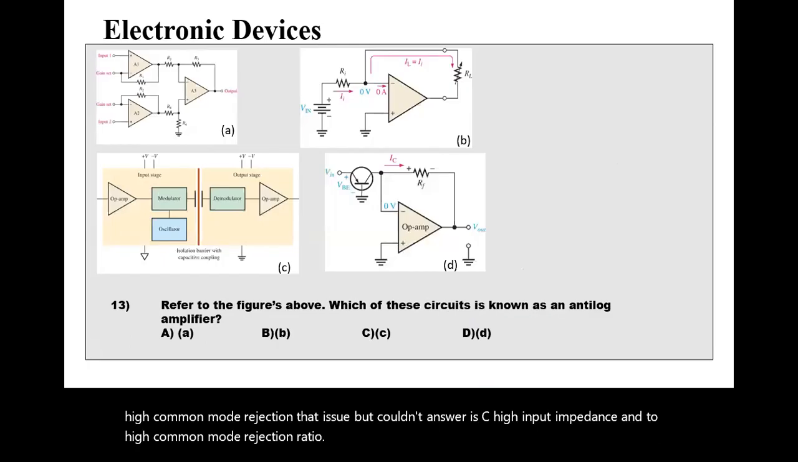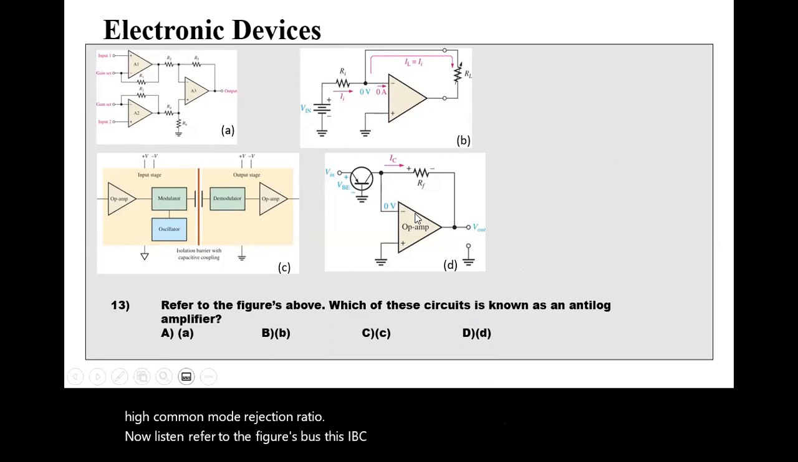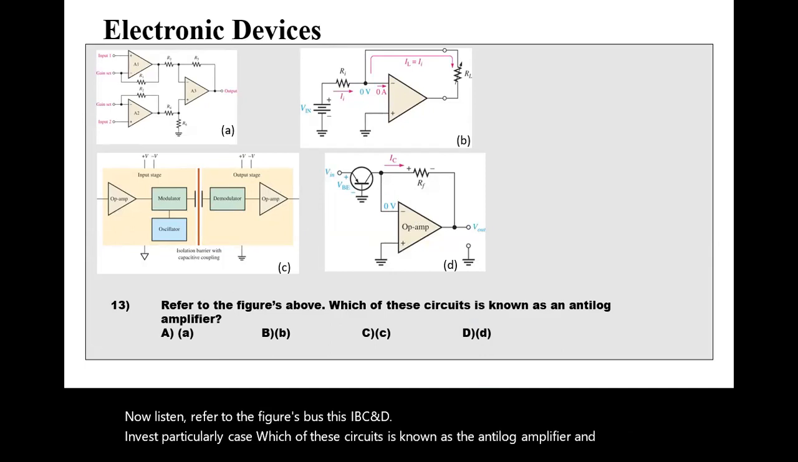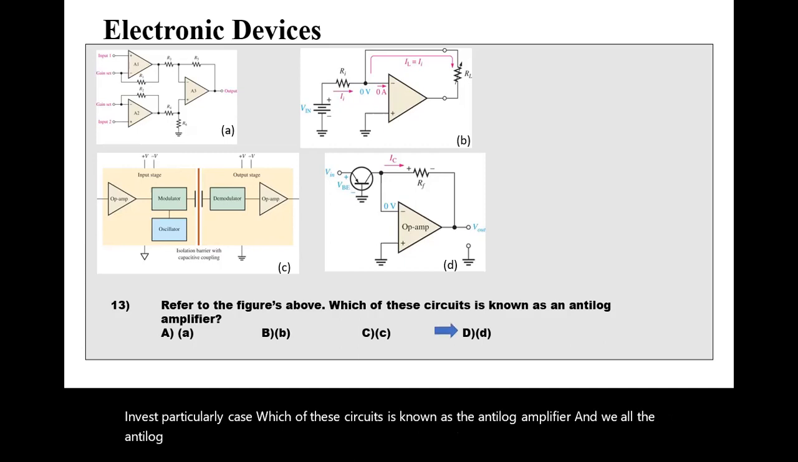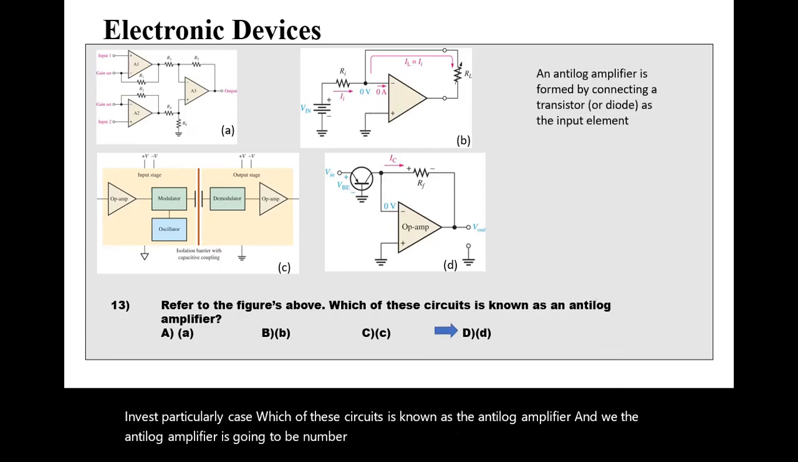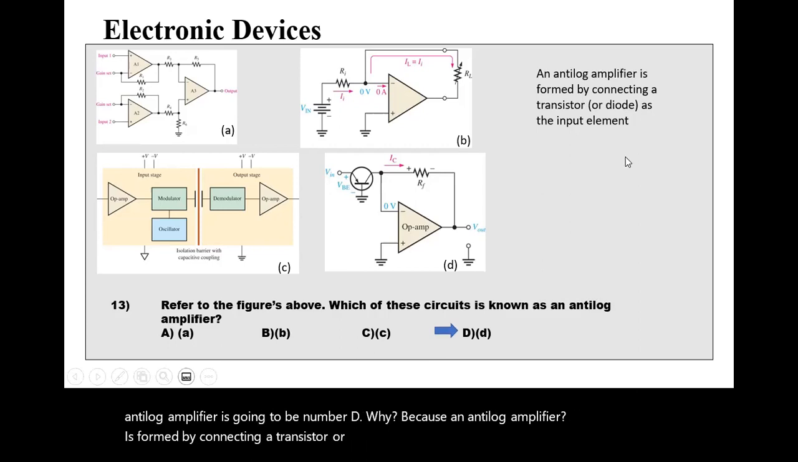Now let's refer to the figures above. There's A, B, C, and D. In this particular case, which of these circuits is known as the antilog amplifier? And we all know the antilog amplifier is going to be D. Why? Because an antilog amplifier is formed by connecting a transistor or a diode as the input element.